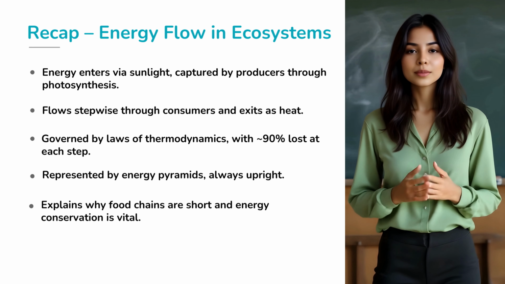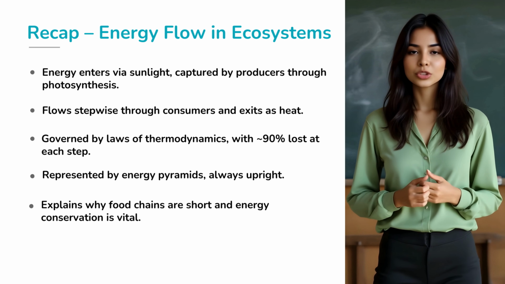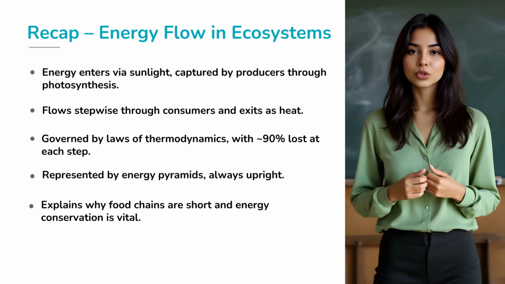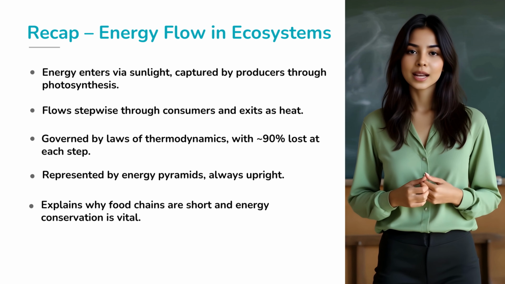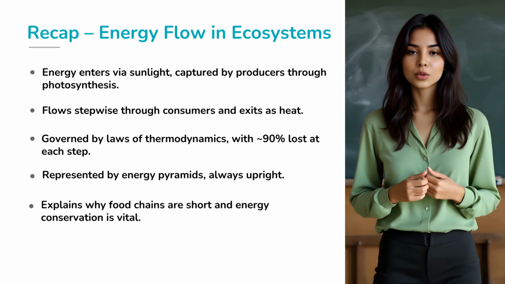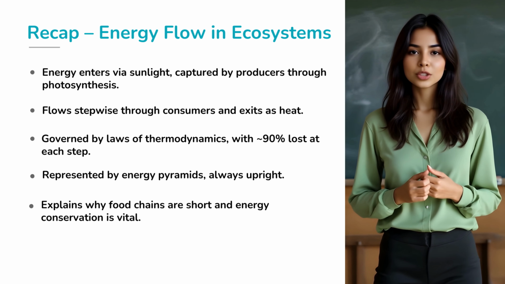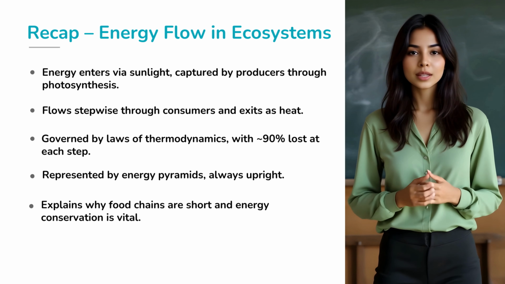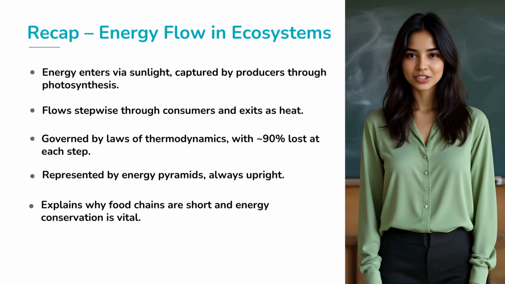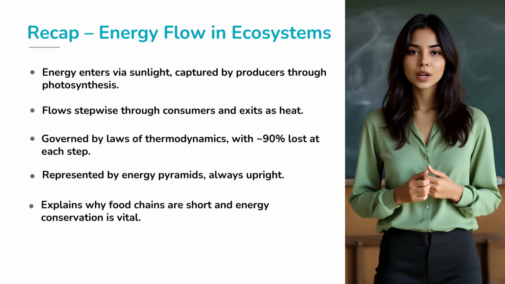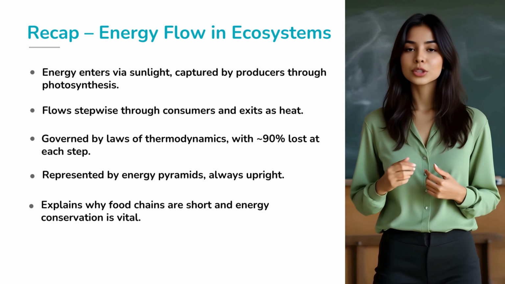Let's wrap this up. Energy enters ecosystems as sunlight, is captured by producers, and flows through consumers before exiting as heat. It follows the laws of thermodynamics. Energy is conserved, but much of it is lost at each step, leaving only a fraction for the next level. That's why energy pyramids are always upright and why food chains are short.